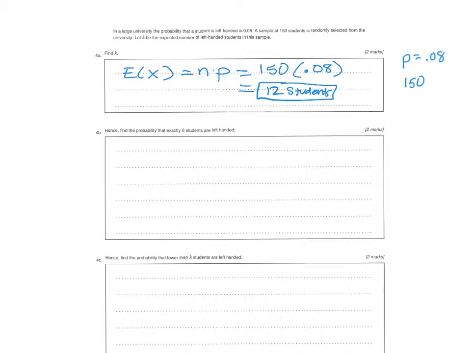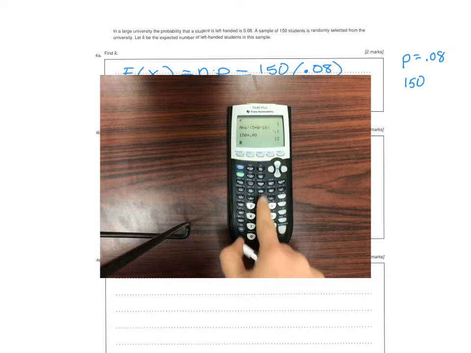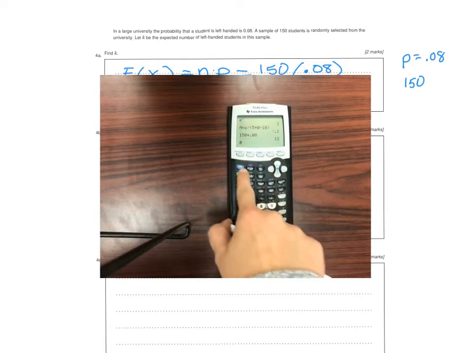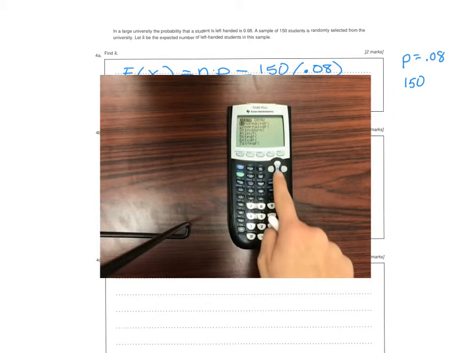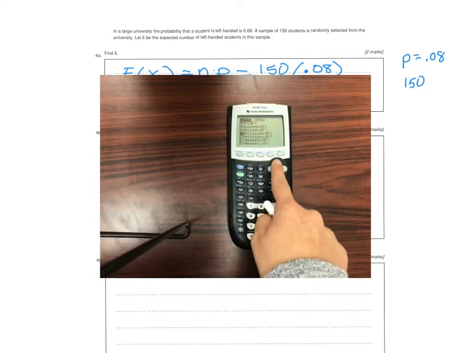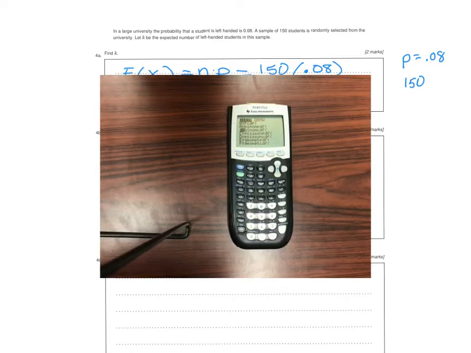Okay, then it says, hence find the probability that exactly K students are left-handed. So we're trying to find out the probability that exactly 12 students are left-handed. So we're going to write it like this. Now, when we do this, we're going to do it on our graphing calculator. On our graphing calculator, this is a binomial distribution, we already said. So we're going to go to the distribution menu, which is on the second vars. We're talking about a binomial distribution, so scroll all the way here, and you're going to see there are two choices, Binomial Pdf and Binomial CDF.